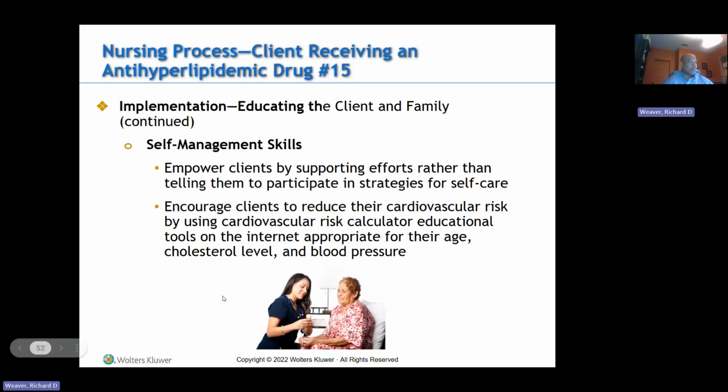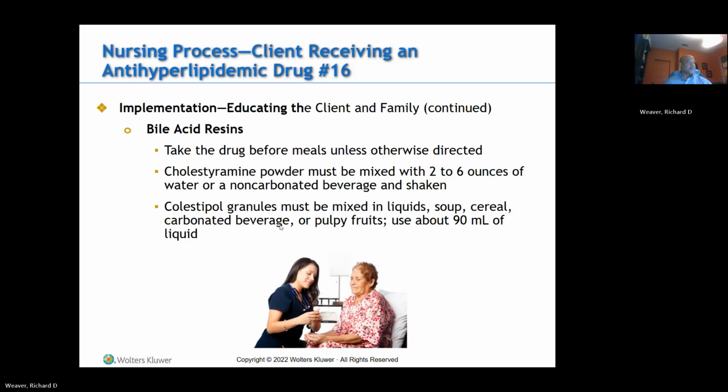Self-management skills: empower clients by supporting their efforts rather than telling them to participate. Encourage clients to reduce their cardiovascular risk by using a cardiovascular risk calculator and educational tools on the internet appropriate for their age, cholesterol level, and blood pressure. So there are some tools to help them reduce their risk.